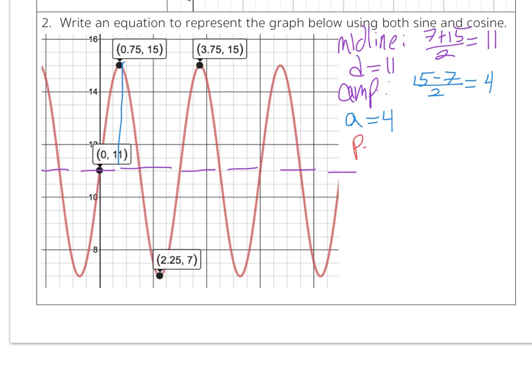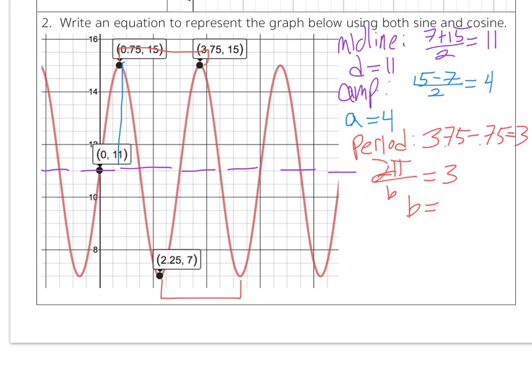All right, next up we're going to look at period. For period, I'm going to look at the x distance between 2 maximum points, or if I wanted to, 2 minimum points. But I don't have the values for those minimums, so I'll use the maximum. Going from 0.75 to 3.75, I get 3. Okay, so if 3 is the period, 2 pi over b equals 3. Solving that, I get a b value of 2 pi over 3.